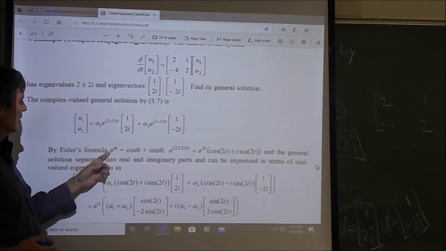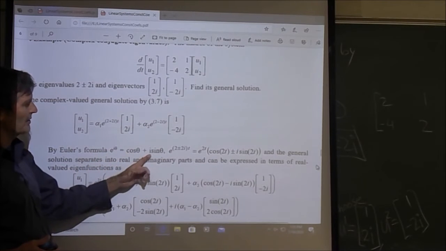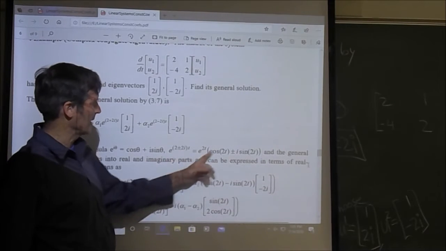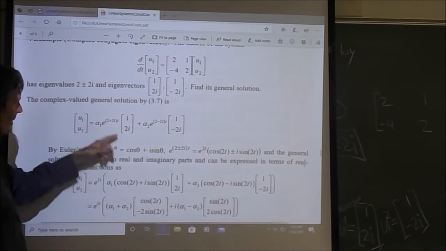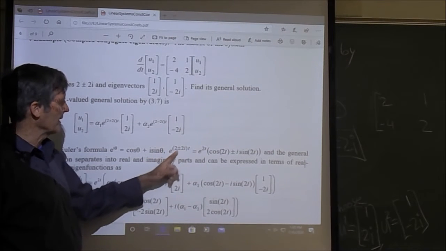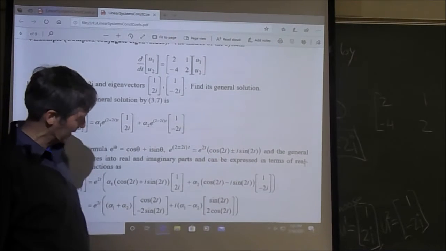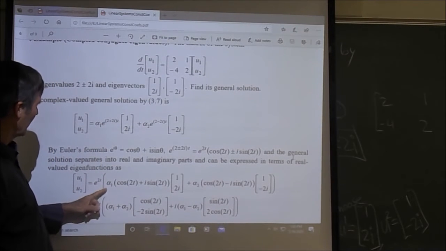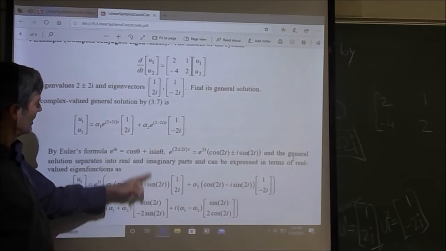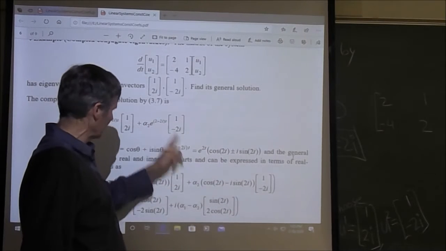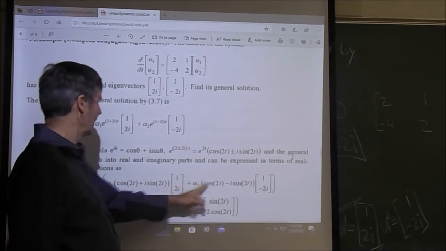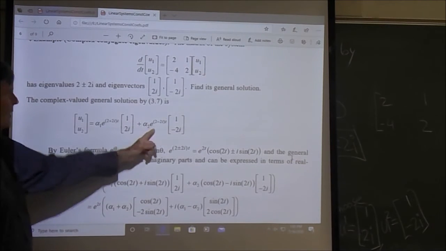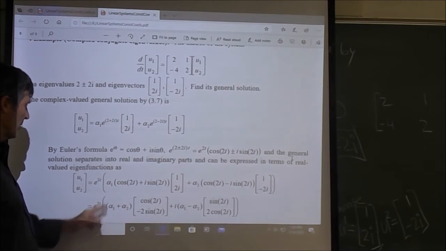So what we do is we use Euler's formula. e to the i theta is cosine theta plus i sine theta, and e to the (2 plus 2i)t then comes out to be this. And right, this is e to the 2t times e to the 2it, which is cosine 2t plus i sine 2t. So we can write this one as alpha 1 times e to the 2t times cosine plus i sine, and this one as alpha 2 times e to the 2t times cosine minus i sine. And so we factor the e to the 2t out of both of these. And now look what happens to the rest.